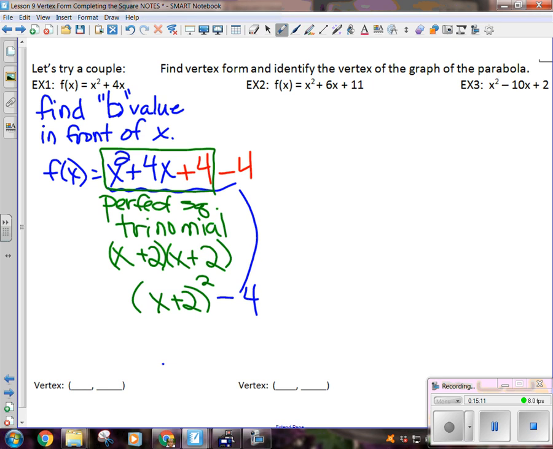It does seem long right now, but it's really not. Okay. What would my vertex be? Inside comes out what? Opposite. So it'd be -2, and the outside comes out same as. My vertex should be -2 and -4.